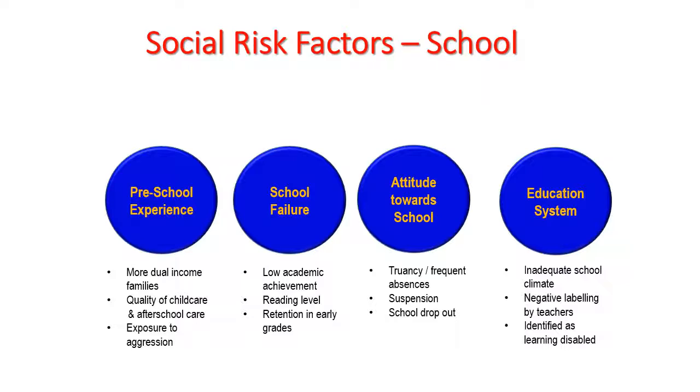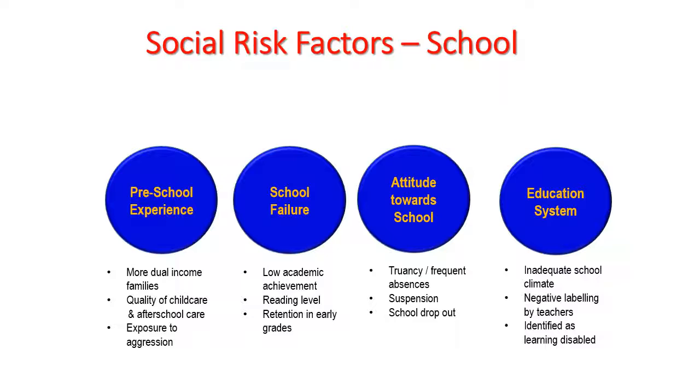Finally, the overall education system in terms of the school climate, whether it is a caring or punishing climate, whether kids are negatively labeled by the teachers or identified as learning disabled at a young age, may also influence the development of delinquent behaviors. That is, children who grow up in or who attend schools that have a more unforgiving climate are less likely to develop pro-social school-related attitudes. They are then likely to have negative attitudes towards school.